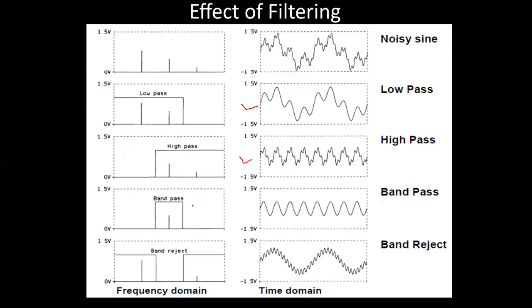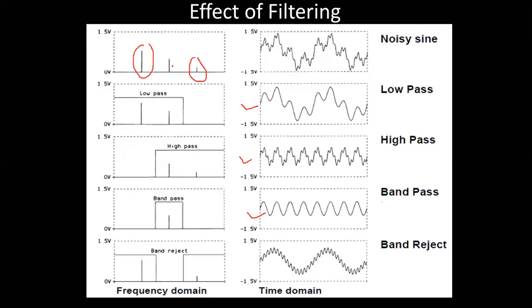Now if you pass the same signal through the band pass filter, we can see that the original signal is at the output of the filter circuit, and this first signal and this signal have been rejected.